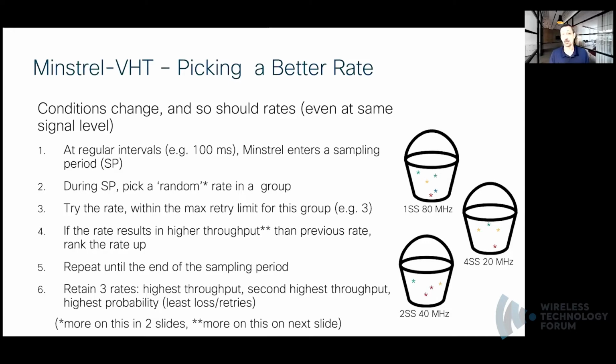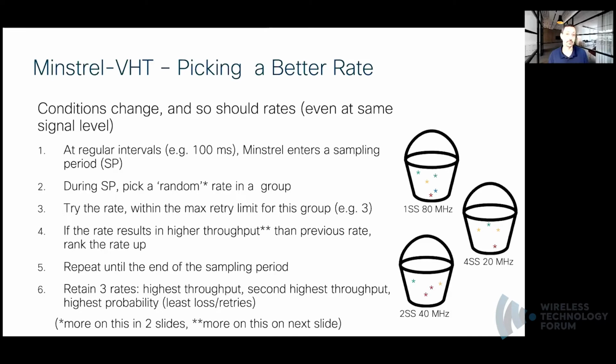So what you're going to do then is to organize those rates in those buckets, and try them out at random intervals. And I say random in quotes here, as you see on the slide, because you'll see it's not entirely random, but it's Minstrel, right? So you're wandering around those different rates. And then you're going to classify those rates based on how good they are, what performances they give you.